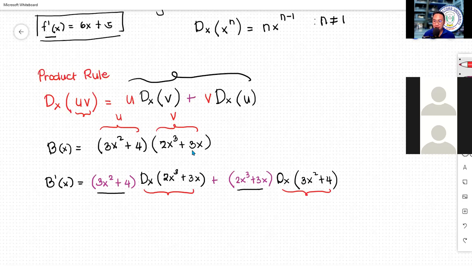So let's continue. For this one, I'm just going to copy the 3x squared plus 4, because again, it's still part of the final answer. This time, what is the derivative of 2x cubed plus 3x? Anyone? Let me check our chat box. So here, what is the derivative of 2x cubed plus 3x?